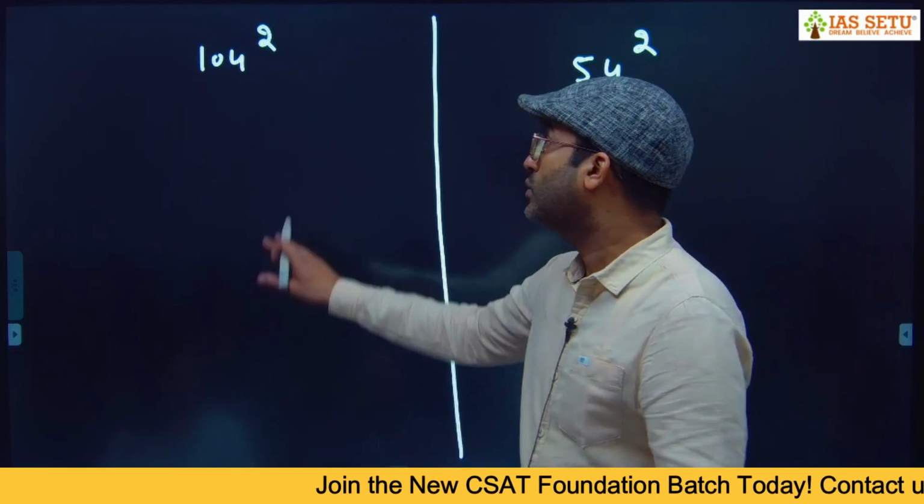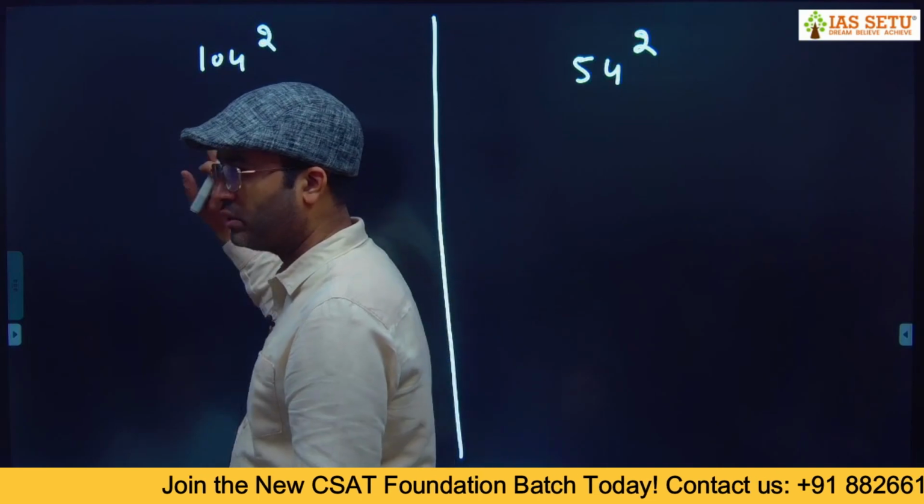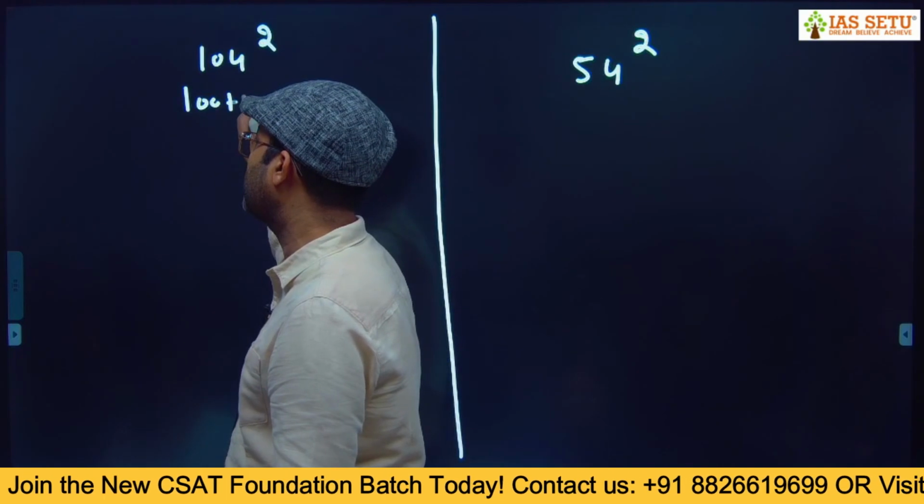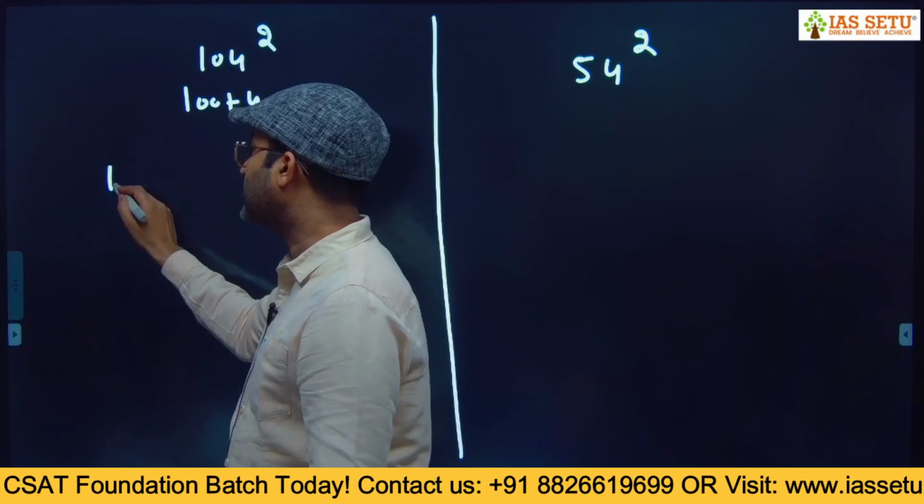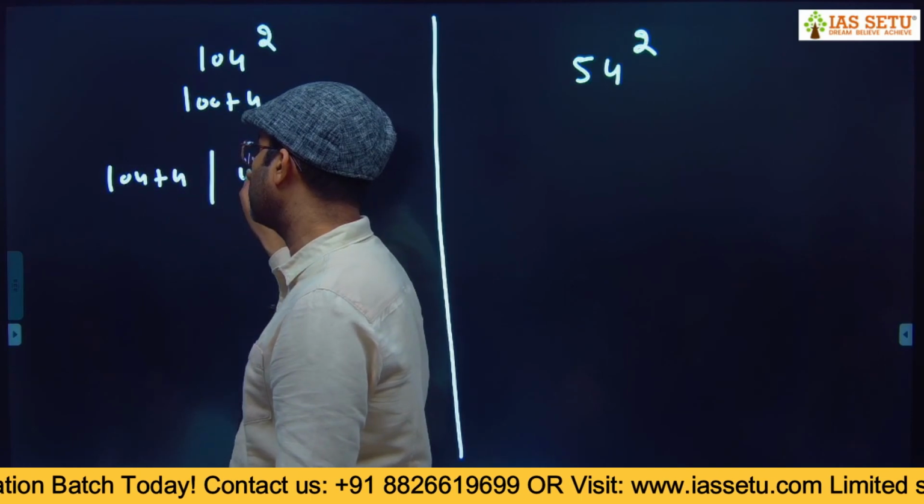Okay. So now here 104 square. What we have done is taken 100 as a base. Left side is 104 plus 4, right side is 4 square.